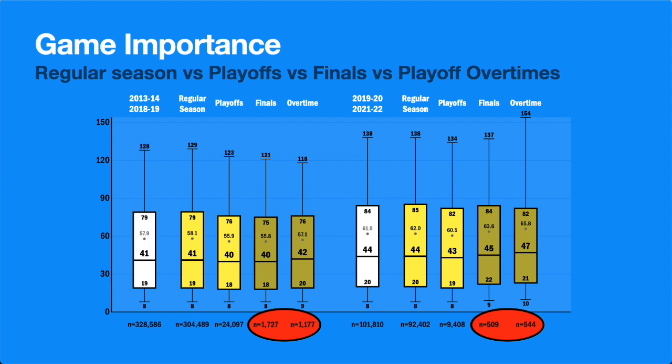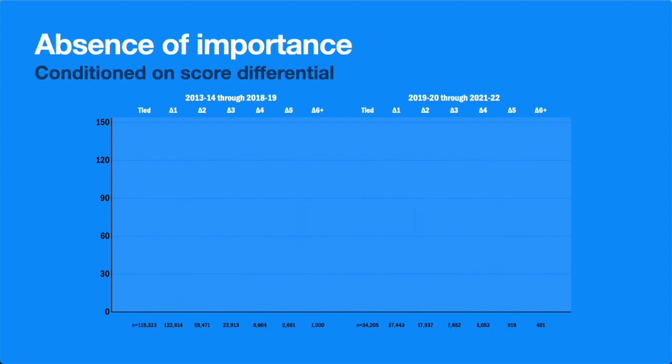But again, now we're down to 544 items. It's a far cry from the 500,000 that we started out with. So in some of these conditions, we get into some jitter caused by the fact that we only have a few instances to measure. But what about the absence of importance? Does that have an impact?